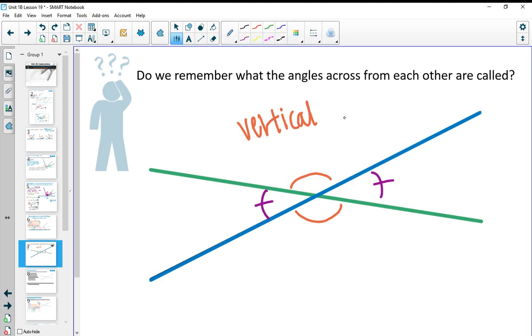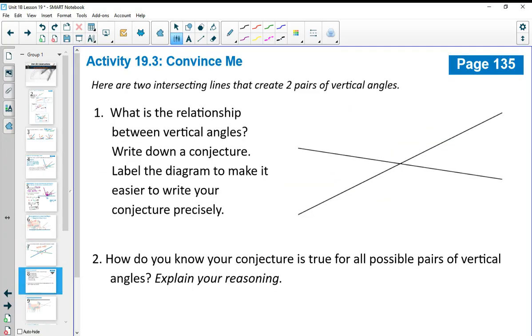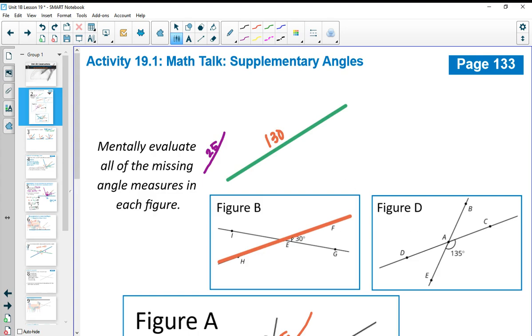So that happens anytime that you have two lines that cross. You get two sets of vertical angles, and they're the ones, again, across from each other when the angles form. So let's take a look at activity 19.3, and what you're going to try and do is there's a relationship between vertical angles. And what is it? So you want to write down the conjecture. Remember, you saw some sets of vertical angles in this initial warm up here.